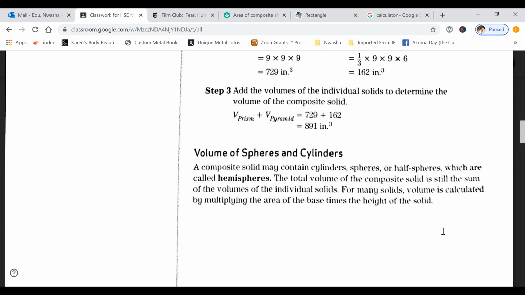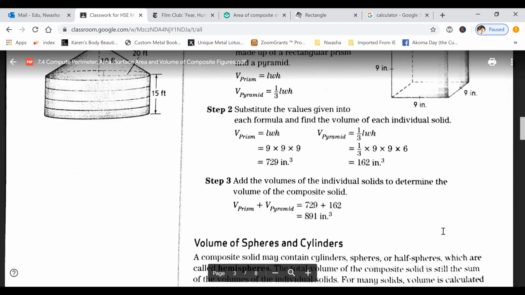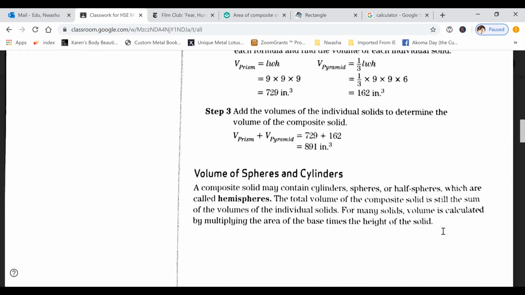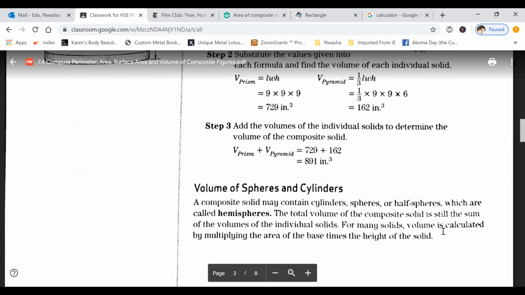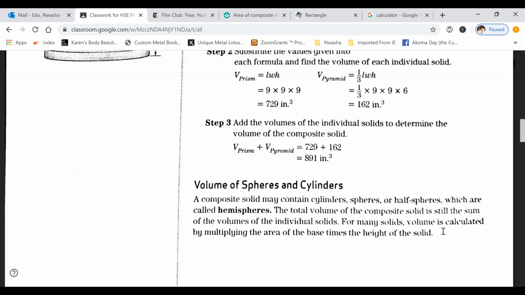So this is what we just did today. We did a little bit of the volume of spheres and cylinders because we did the one that's in the margin, but the idea is always to identify the shapes and make sure you pick out the right formulas for perimeter, for area, or for volume.